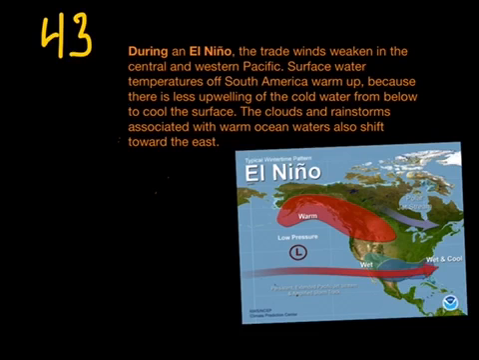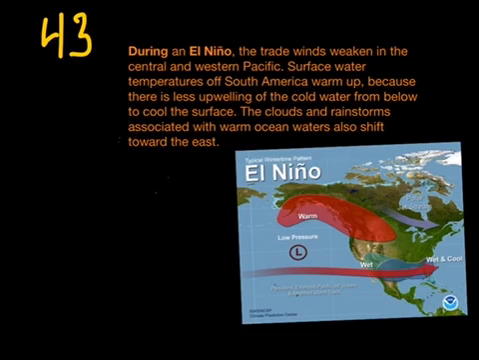Here's what it says. During an El Nino, the trade winds weaken in the central and western Pacific, that is off the coast of California. Because of that, surface waters off South America warm up because there's no upwelling of cold water from below. So nothing is coming up from below to cool down the surface. So the surface of the water is getting warmer and warmer. The clouds and the rainstorms associated with the warm ocean waters also shift towards the east.